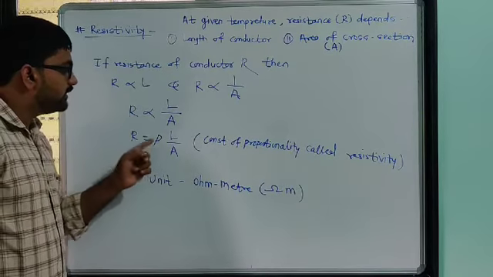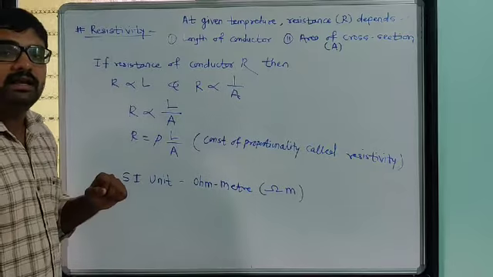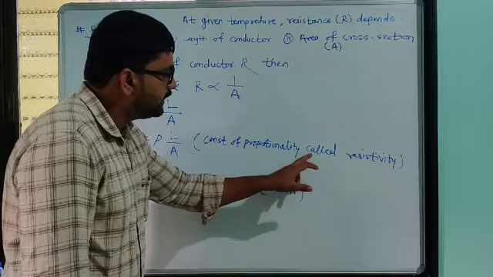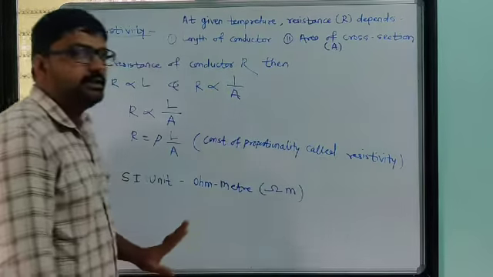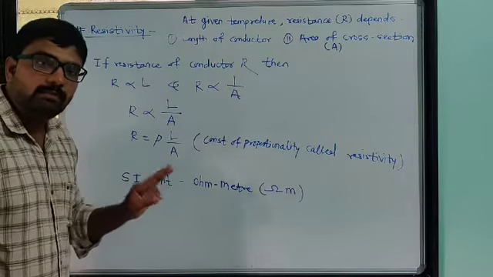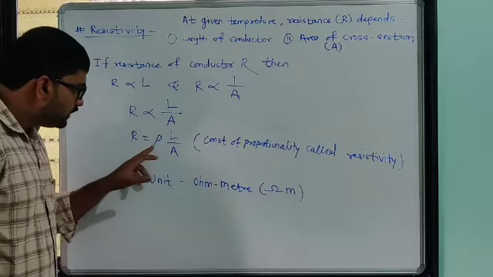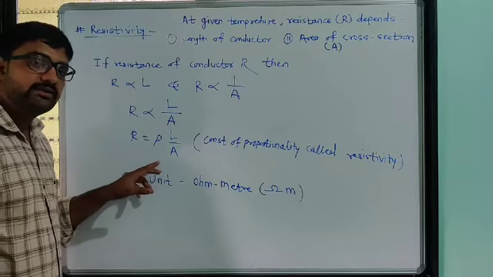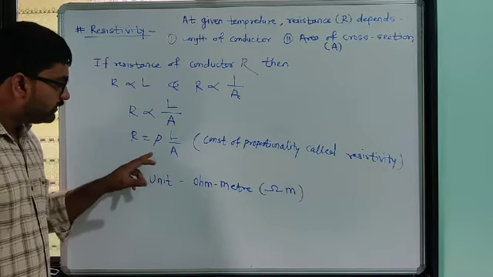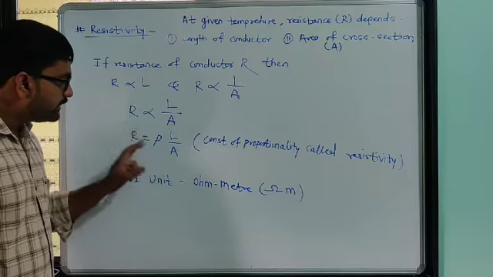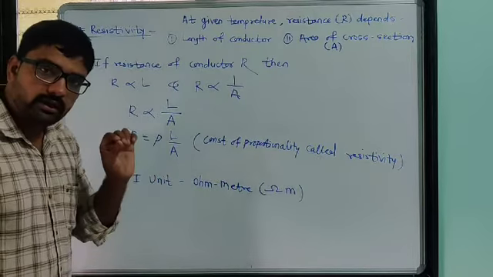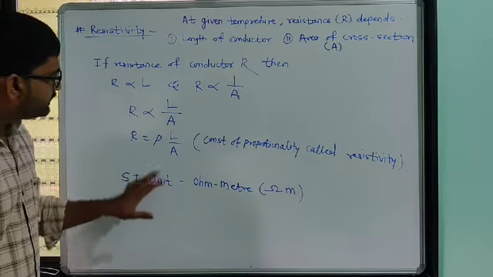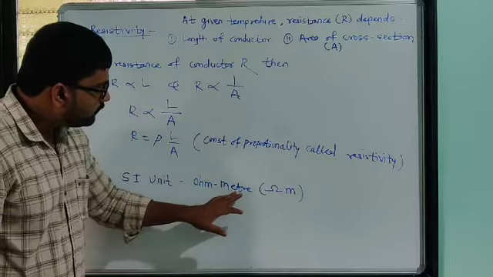What is rho called? The resistivity of a material. This rho is nothing but the constant of proportionality, and it is called the resistivity of that particular material. It has the notation rho. This inclined P-like structure is called rho, and this notation is used for the resistivity of a particular material. Now the SI unit of this resistivity is ohm meter.